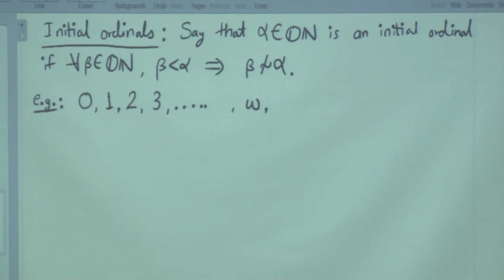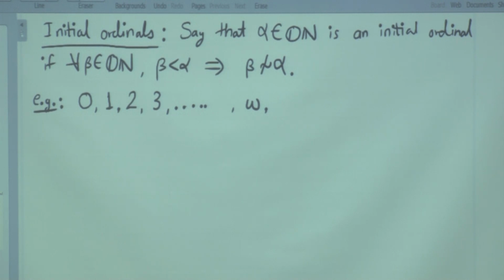So omega is initial. What about omega plus 1? Is it an initial ordinal? No, because yesterday we saw that omega plus 1 is in bijection with omega. Very good. Omega plus omega is also in bijection with omega. If you remember the green parenthesis, everything in one green parenthesis is in bijection with each other.